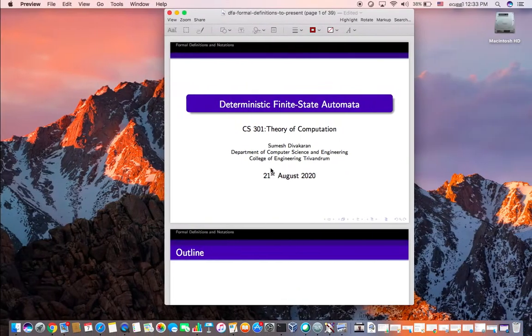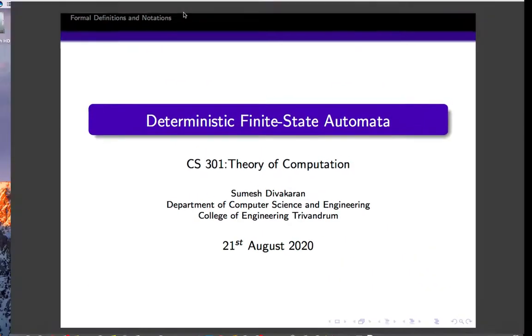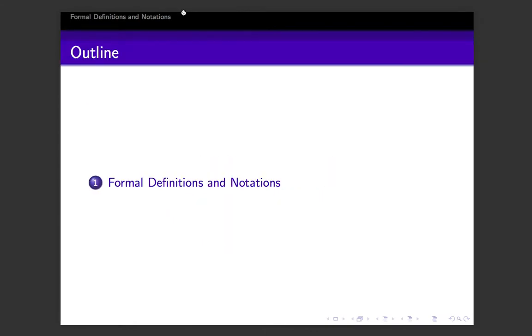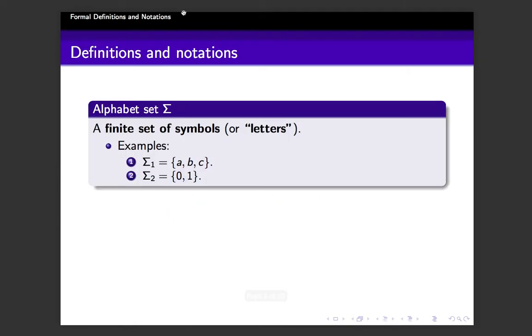In the last two classes, we have seen a number of example DFAs for accepting languages. Today's agenda is to discuss the formal definitions and notations for defining a deterministic finite state automaton. So let us start with the definition of an alphabet set.